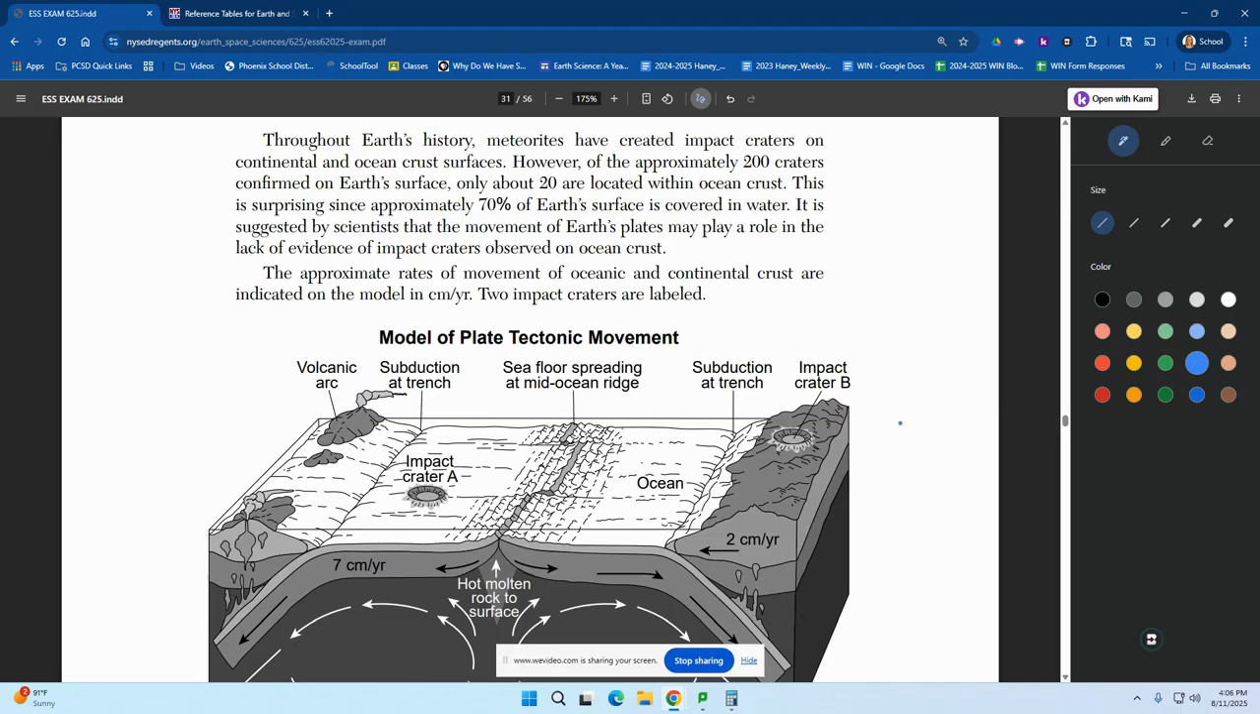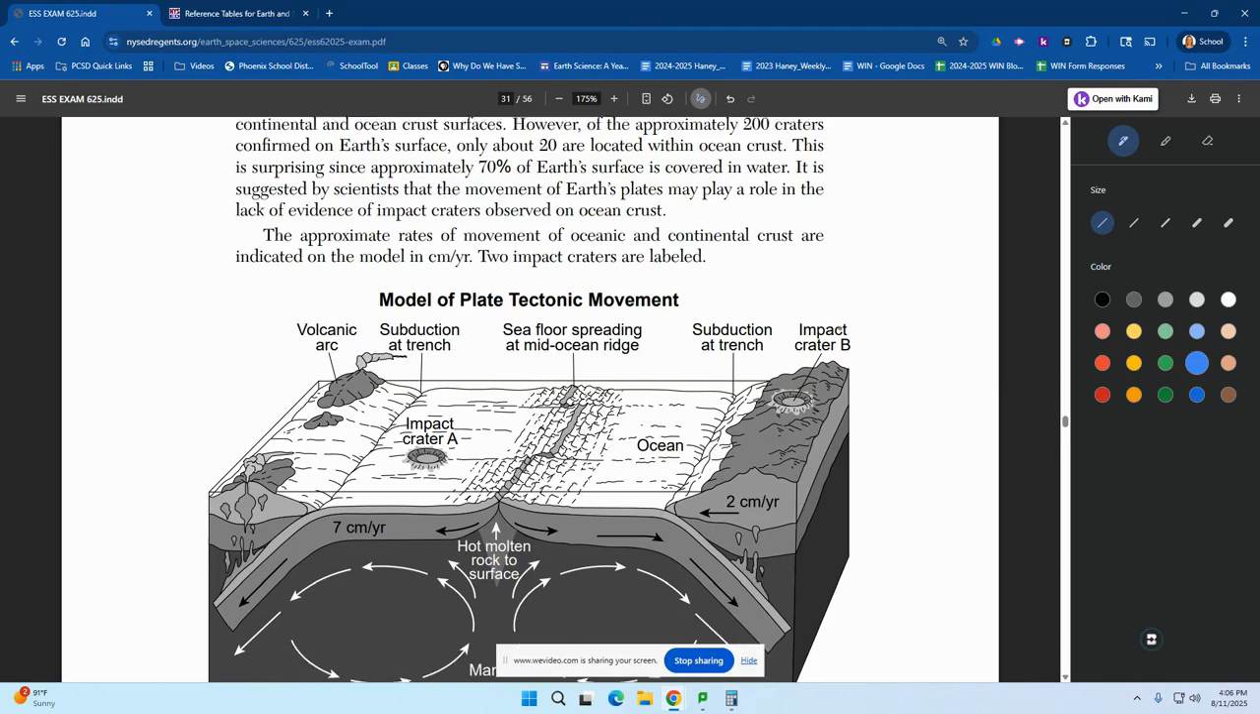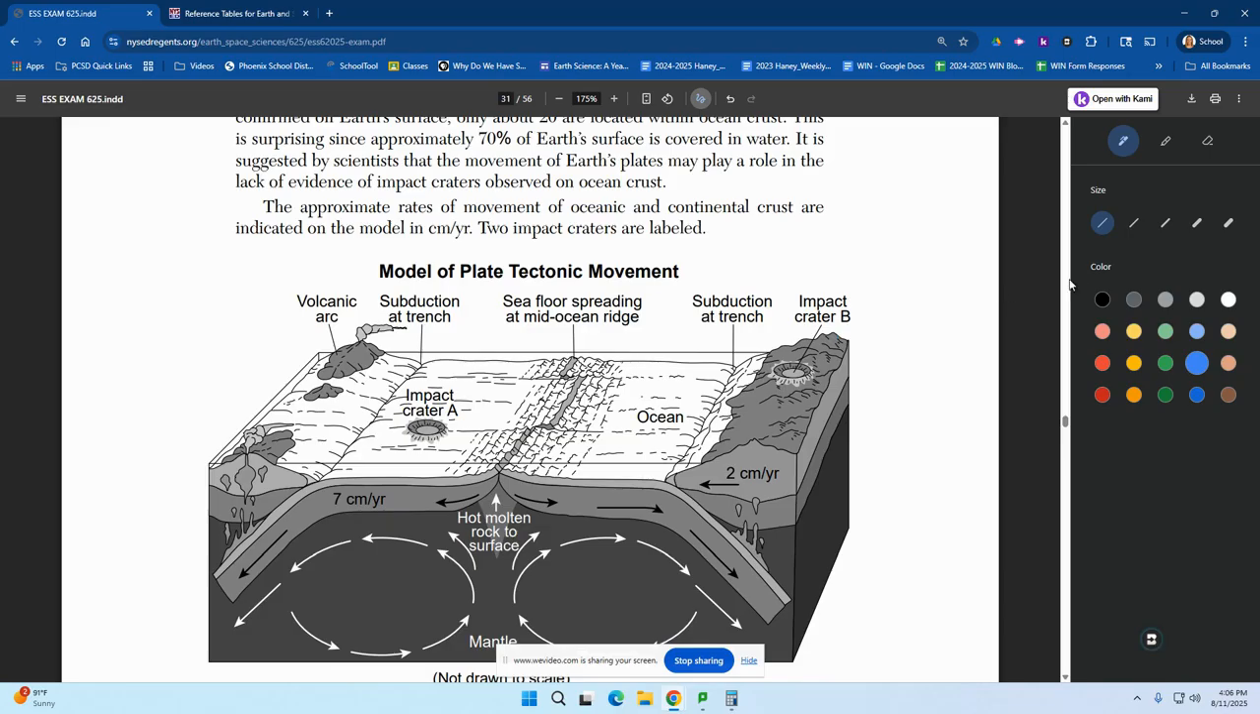Okay, so remember, Earth is unique because we have a lot of things happening on our surface. It's very dynamic, and so because we have that liquid water, those plate tectonics, a lot of the evidence of our early history has been erased over time, and so we have to look at other planets, other surfaces such as the moon, to kind of study what we think happened in Earth's early history.